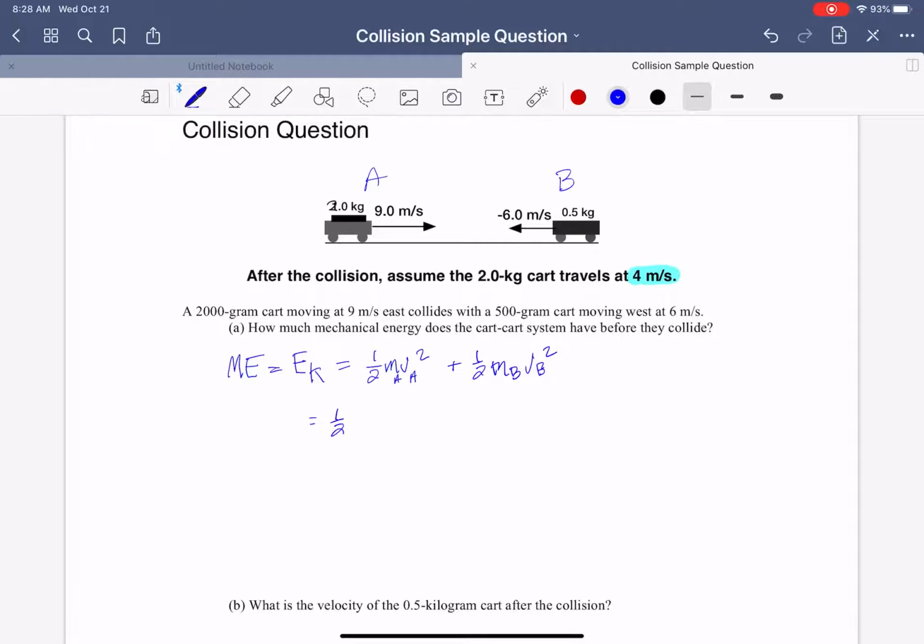The mass of cart A is 2 kilograms. The velocity is 9 meters per second. Need to make sure to square that. Plus 1/2 the mass of cart B, which is 0.5 kilograms, and the velocity is minus 6 meters per second, squared. When I go through that algebra, I find my kinetic energy is 81 joules plus 9 joules. When I add them together, it ends up being 90 joules in my cart system before they collide.